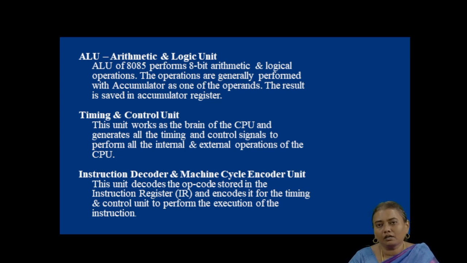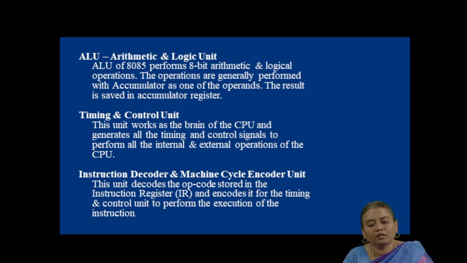Then another control signal is the IO bar M bar signal. This IO bar M bar represents whether the operation is related to memory or to IO. When the IO bar M bar signal is high, it is related to IO, that is, input output devices. When the IO bar M bar signal is low, the operation is related to the memory. Since we have M bar, it is an active low signal. So when we give 0 to this signal, it represents a memory operation. When we give 1, it is related to the IO operation.